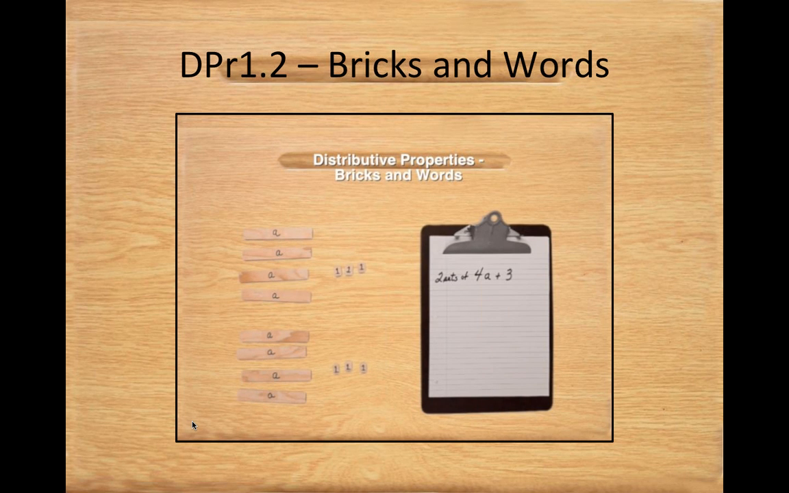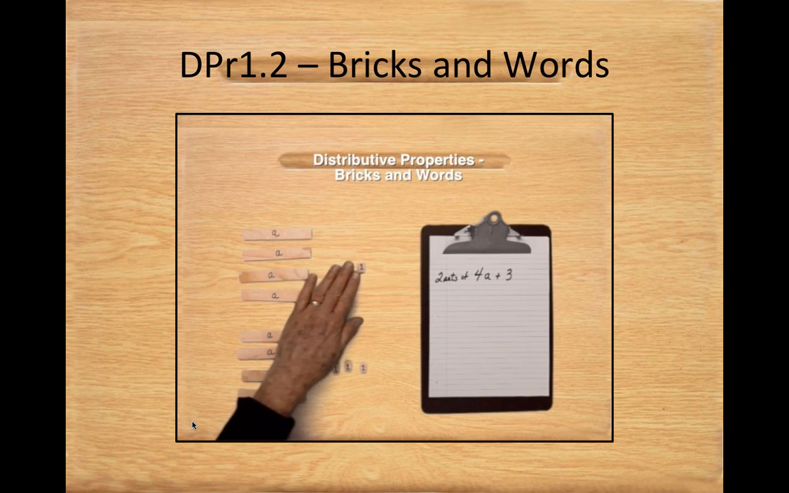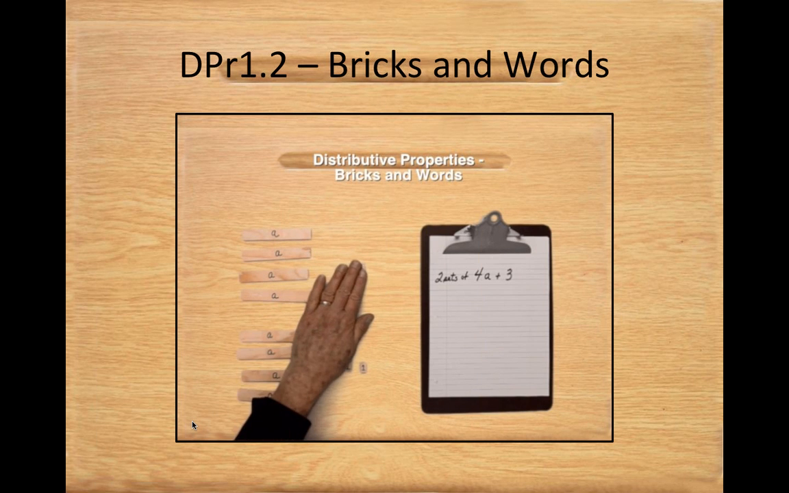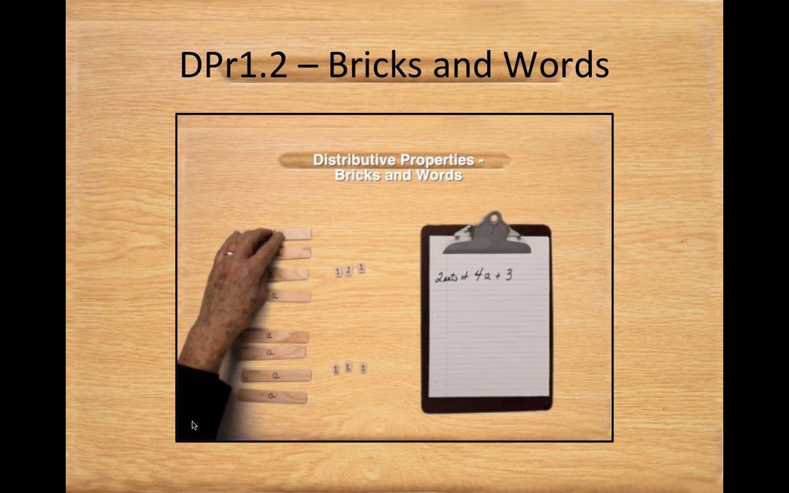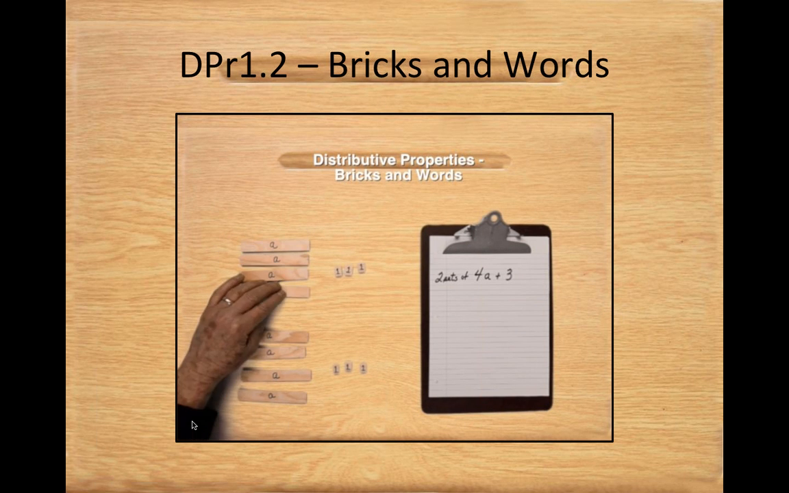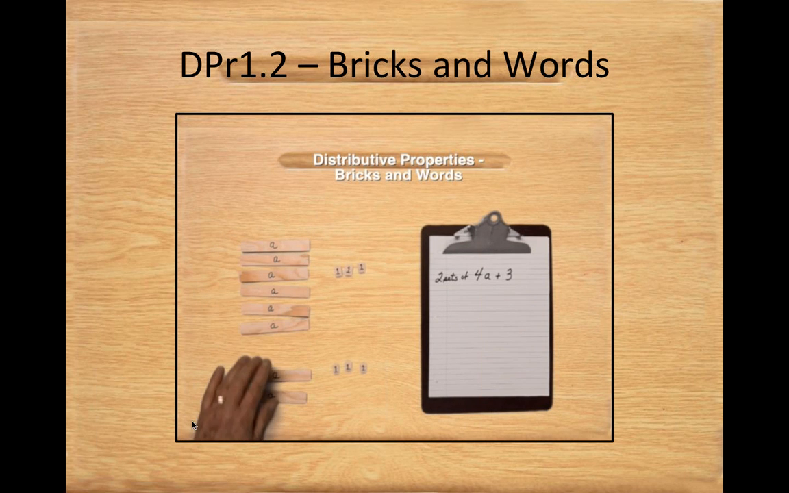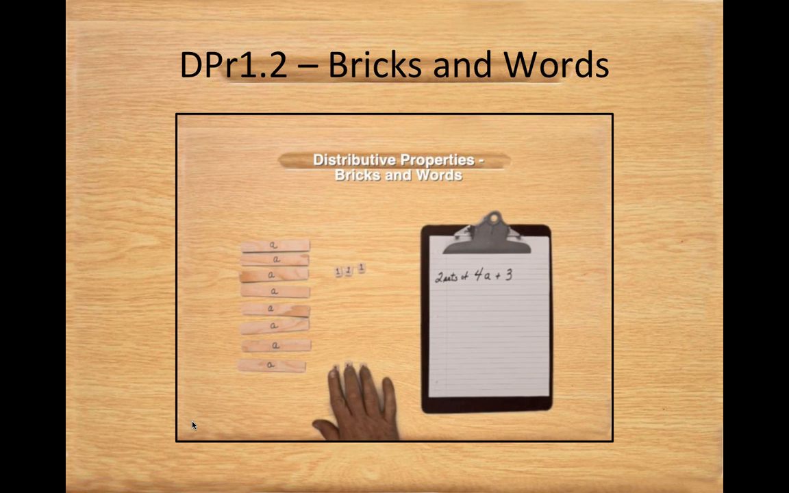Well, we can always say that we have 2 sets of 4a plus 3. We have one here and one here. Or we can look at this as a total. So let's look at what happens when we take our 2 sets of 4a plus 3 and put them all together. What's going to happen? We put all the A's together, and we put all the 1's together.